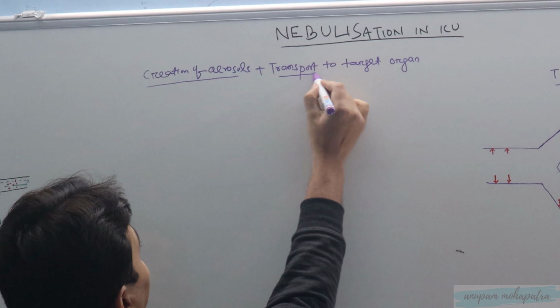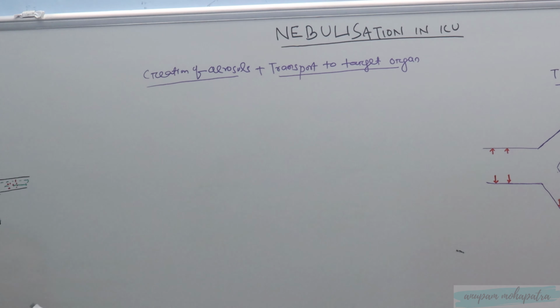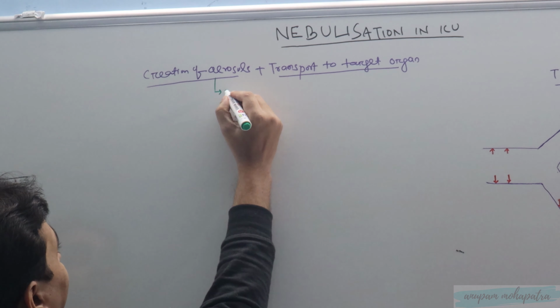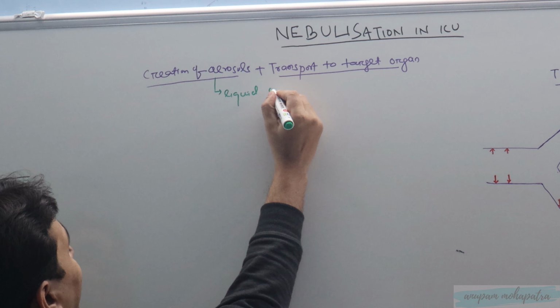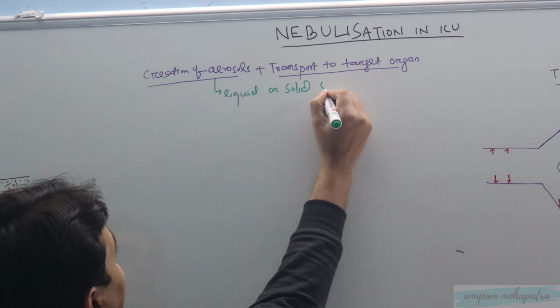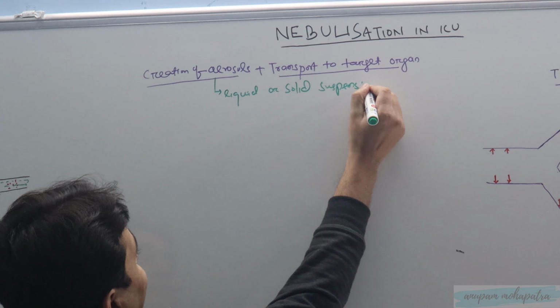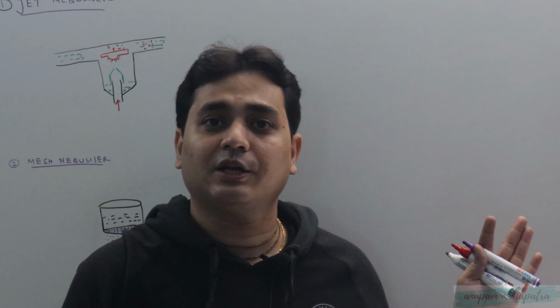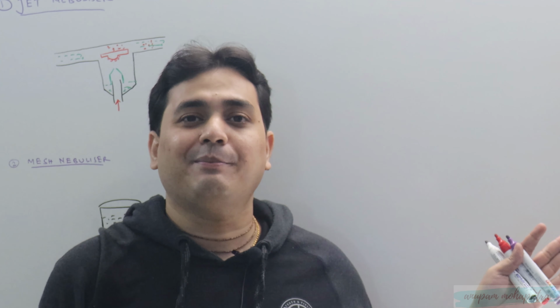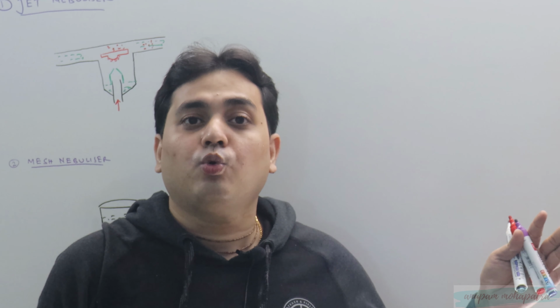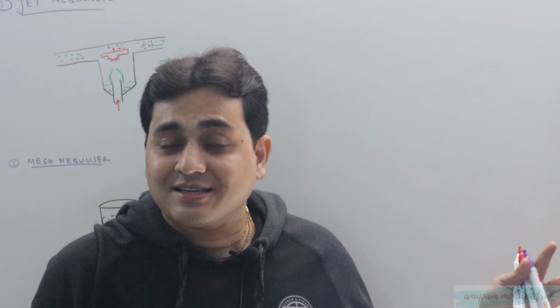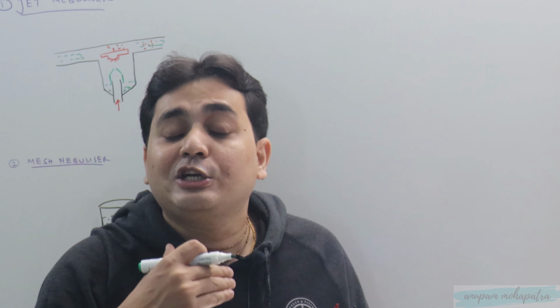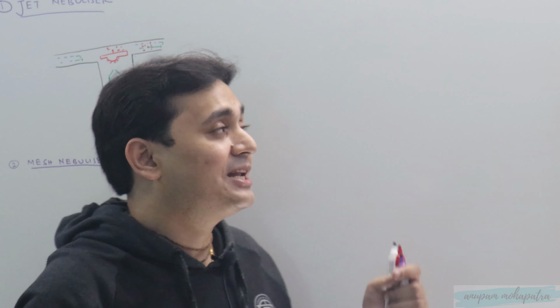So how to create the aerosol? First, what is an aerosol? An aerosol can be defined as a liquid or solid suspension in gas. So you want to send a liquid particulate matter or a solid particulate matter to a certain place. Who is the best vehicle? Gas. So is there a process where we can mix the solid or liquid into gas and carry it to the target organ, the alveoli? Yes, that is called the aerosol.